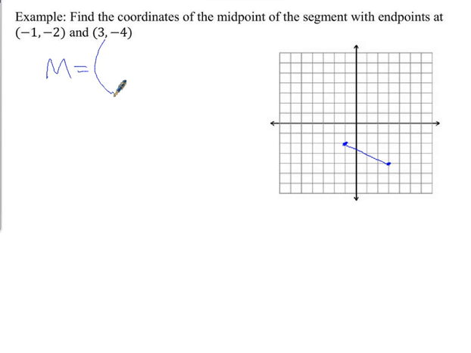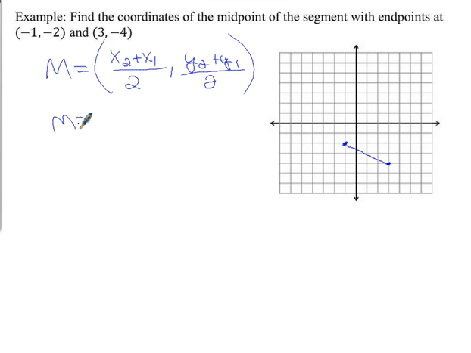Parentheses, because it's an ordered pair, the midpoint is an ordered pair, so it's parentheses x2 plus x1 divided by 2, comma, y2 plus y1 divided by 2. Or you could say x1 plus x2 divided by 2, comma, y1 plus y2 divided by 2. It doesn't matter. When you're adding, you can add in either order.